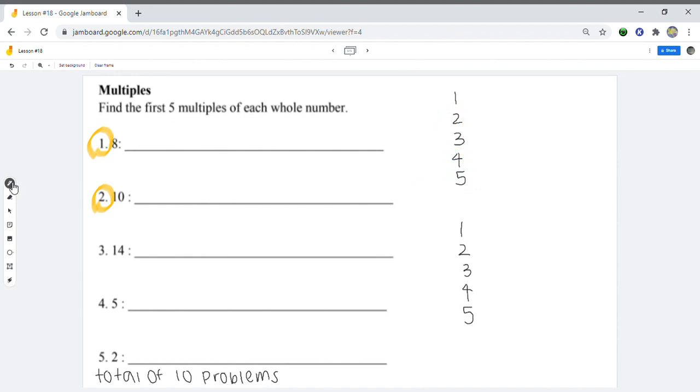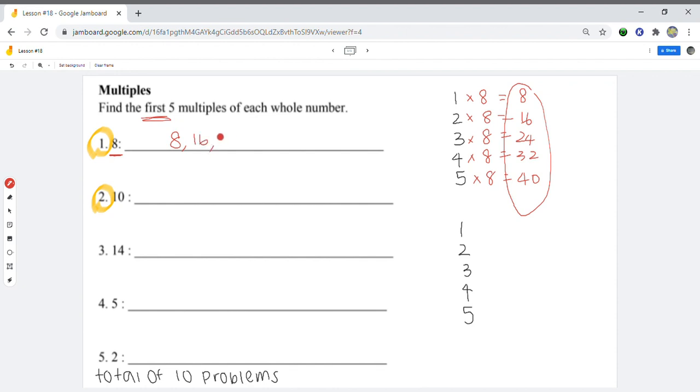So for number 1, we're trying to find the multiples of number 8. So we're going to multiply 1 by 8, 2 by 8, 3 by 8, 4 by 8, and 5 by 8. That's basically what multiples are. So 8 times 1 is 8, 8 times 2 is 16, 8 times 3 is 24, 8 times 4 is 32, 8 times 5 is 40. So these are your first 5 multiples: 8, 16, 24, 32, 40.